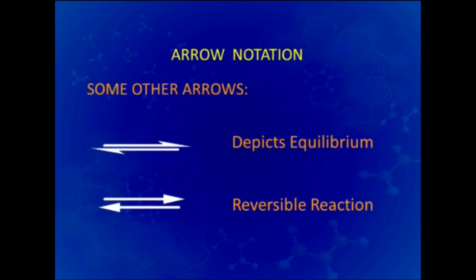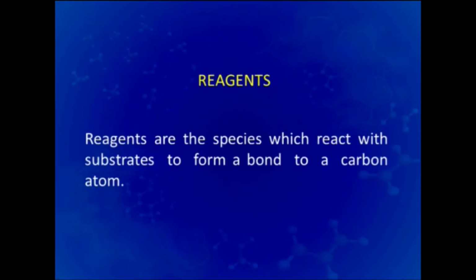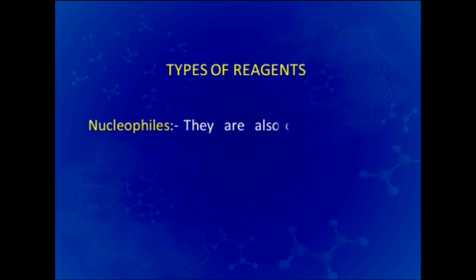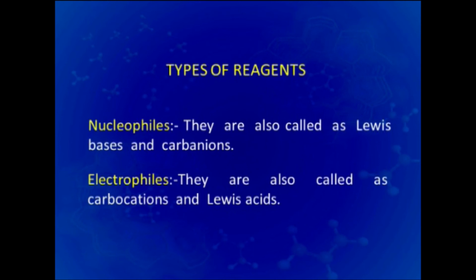Then we come to the explanation of all those species which are very crucial for an organic reaction to move. We call these the reagents. Reagents are the species which react with substrates to form a bond to a carbon atom. The reagents generally used in organic reactions are of two types: nucleophiles, which are also called Lewis bases, and are the carbanions. Electrophiles are just opposite to the nucleophiles, and they are called carbocations and also the Lewis acids.